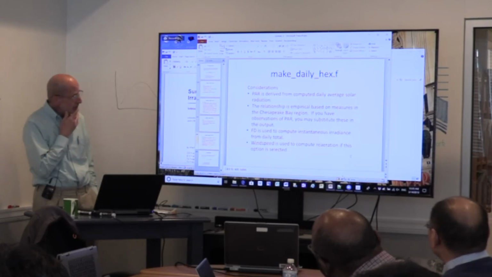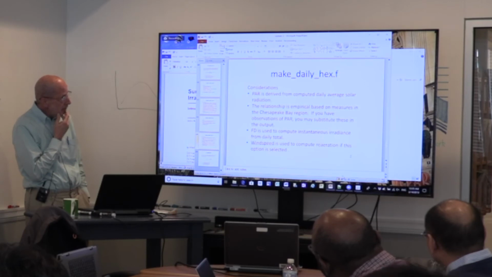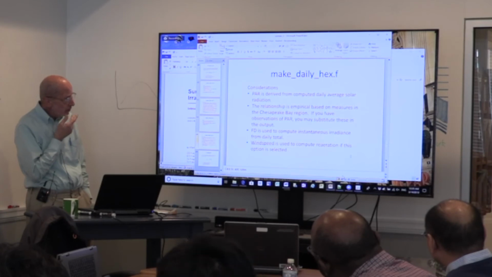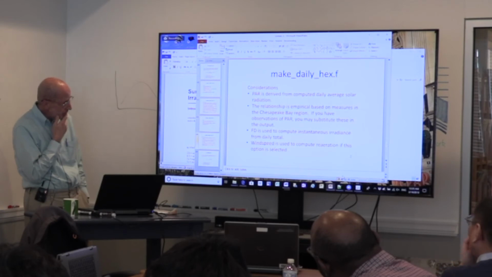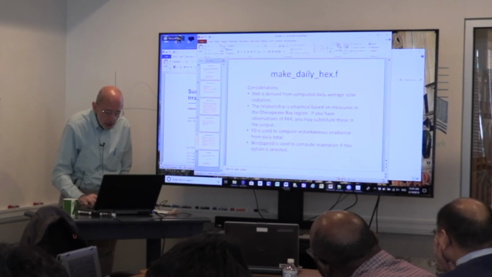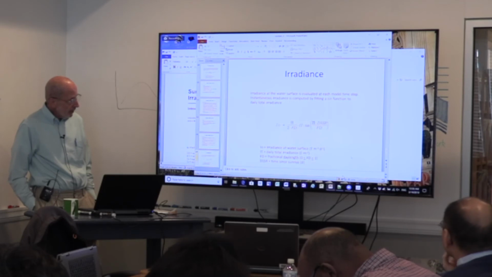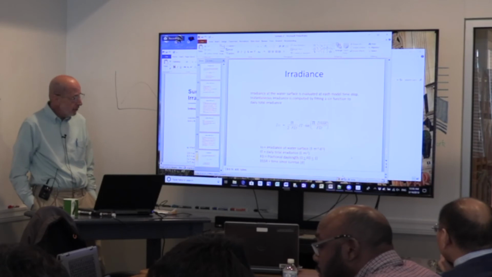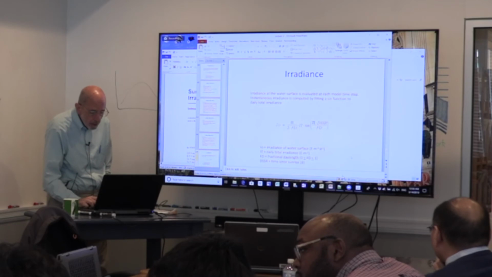Okay, well, some of the things I just mentioned. So the photosynthetically active radiation is derived from computed daily average solar radiation. It's empirical. If you have observations, you can substitute them. You know, this is just things I mentioned already, so we won't spend a lot of time on that slide. This is an equation that I use to fit that sine wave to the daily total. It's built into the model. You don't have to worry about it at all. It'll be taken care of.